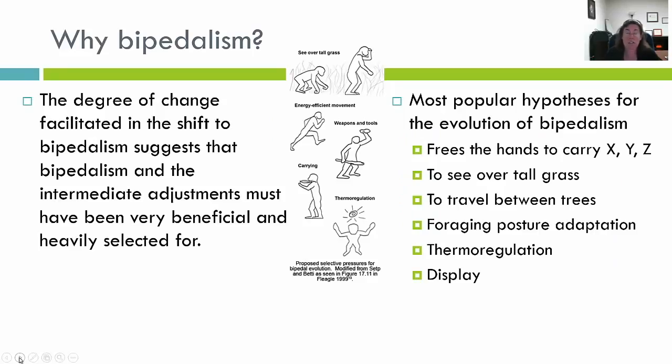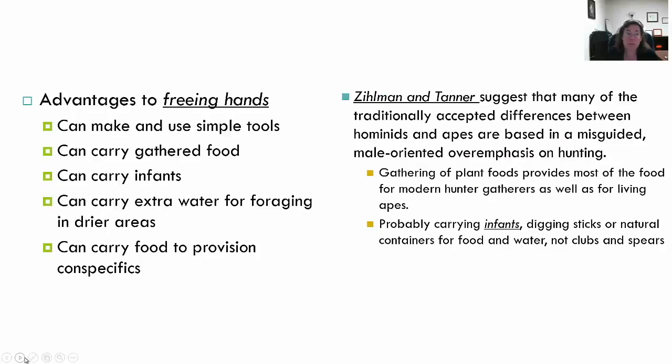So a big question that we need to now ask is, why did these hominids become bipedal? The most popular hypothesis for the evolution of bipedalism is that it frees the hands from making and using simple tools. This has long been considered the major selective advantage of bipedalism. So it frees the hands to carry X, Y, Z, to see over tall grass, to travel between trees, foraging, posture adaptation, thermoregulation, display. All of these have been suggested as to why hominids became bipedal.